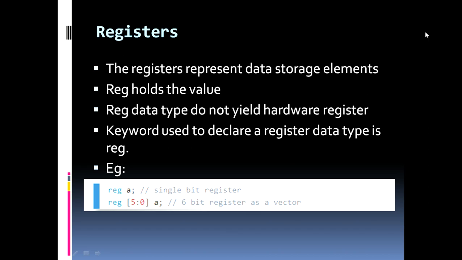And come to the registers. A register holds the value but doesn't produce a hardware register. Register data types do not yield hardware registers, and the register value is retained until updated. For example, a single bit is declared as a register and a 6-bit register is declared as 5 down to 0. Remember this: wire doesn't hold the value and register holds the value.